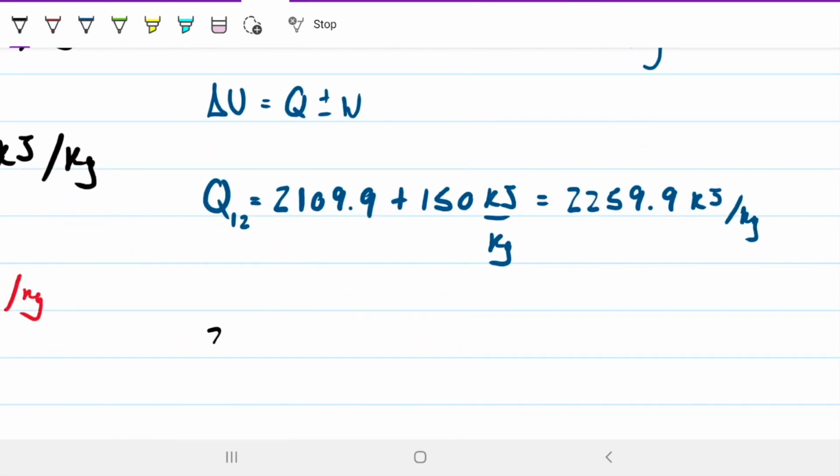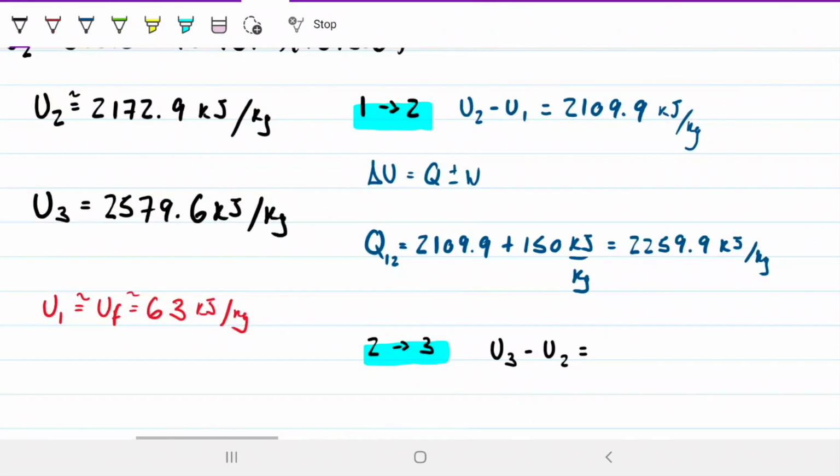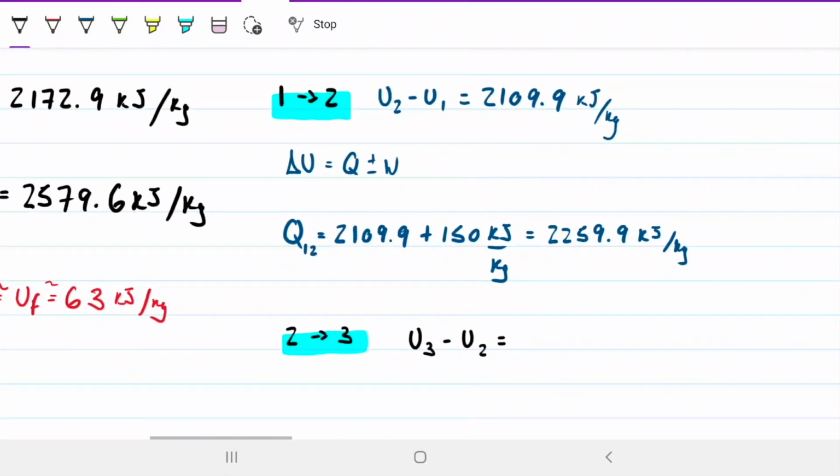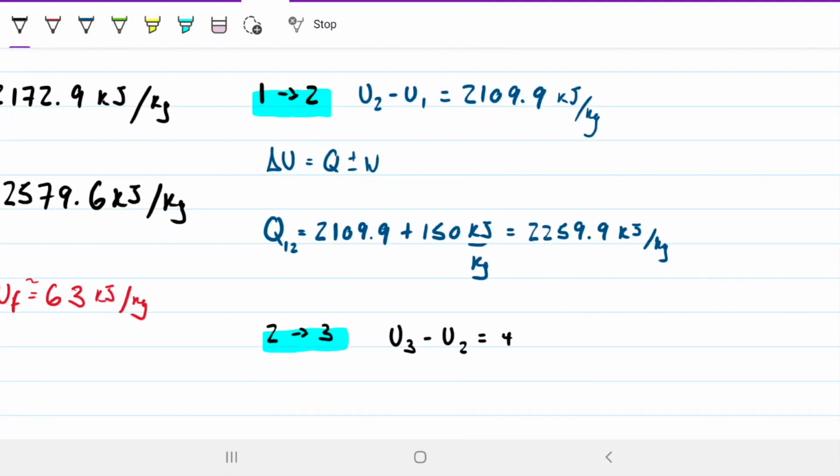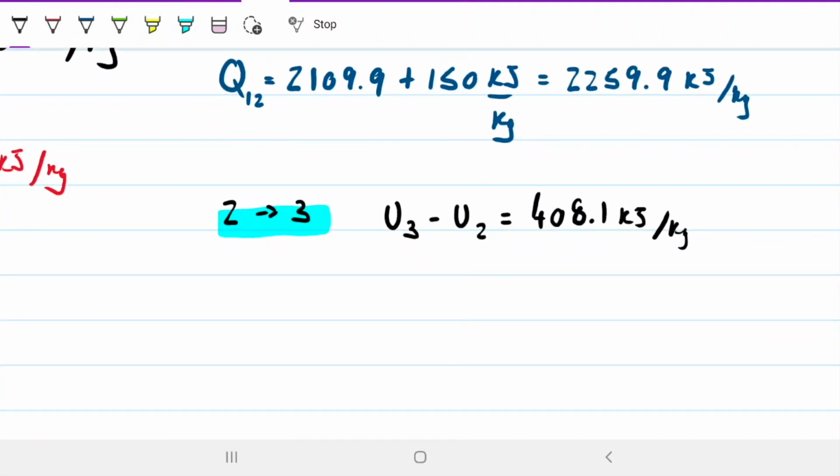What about from 2 to 3? Well, from 2 to 3, my delta U, let's change colors to black, is U3 minus U2, that will be 2579 minus 2172, and that gives me 408.1. So again, I got an increase in delta U, which is kind of obvious because I'm giving energy to the system and nothing is being used in the form of work, because we know work did not change. Work is 0. So in other words, we're trying to answer the question, delta U rose, where did the energy come from? Well, that energy came from heat, the energy being supplied to the system. So that means this has to be equal to 408.1 kilojoules per kilogram.